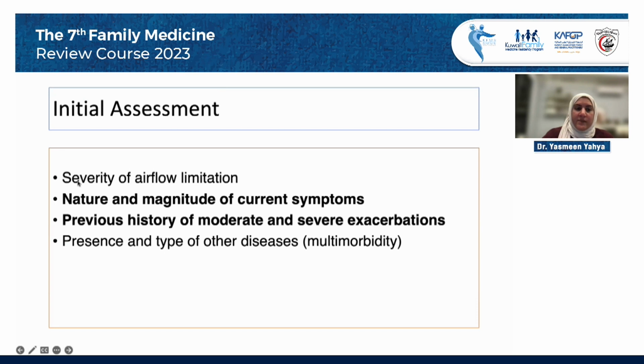Now, in the initial assessment, you need to detect the severity of airflow limitation. This you will detect by the spirometry reading, okay? And then the next step, you need to take history about the nature and magnitude of the current symptoms and the previous history of moderate and severe exacerbations and the presence of multimorbidities.